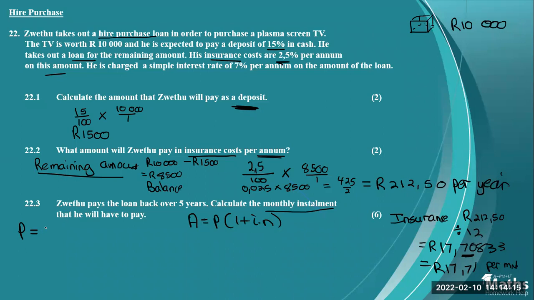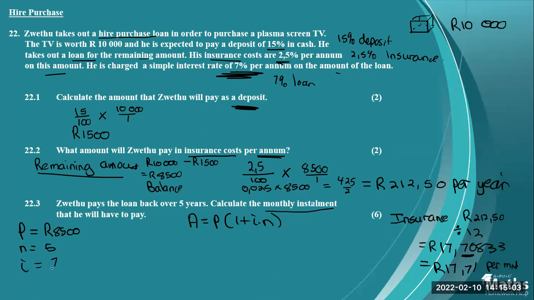So the P amount is going to be 8,500. He's going to pay back the loan over 5 years, so the N will be 5. And the interest is charged at a simple interest rate of 7% on the amount of the loan. You see all these percentages and how easy it is to get confused. So the 15% was the deposit. The 2.5% was the insurance. That was the amount of insurance. Then the 7% is actually going to be on the loan.